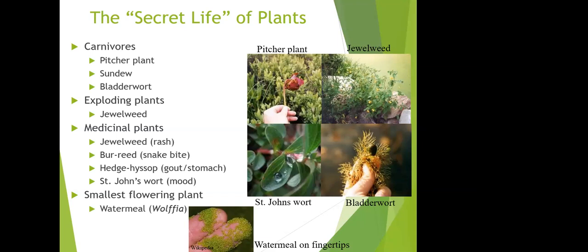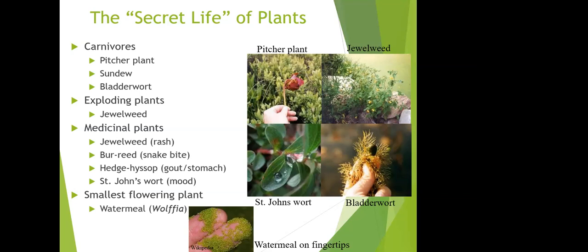Other medicinal plants that we have in our lakes and ponds, burr reed can be used to help with snake bites. Hedge hyssop is good for stomach problems. And then the happy plant, St. John's wort, is good for mood enhancement. You might often see St. John's wort pills or teas out there.